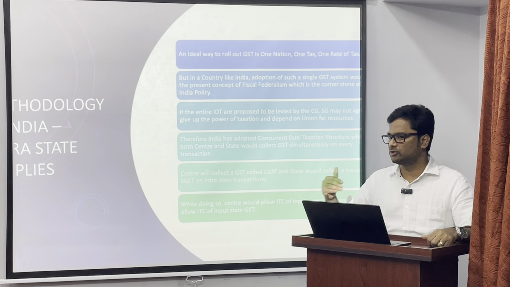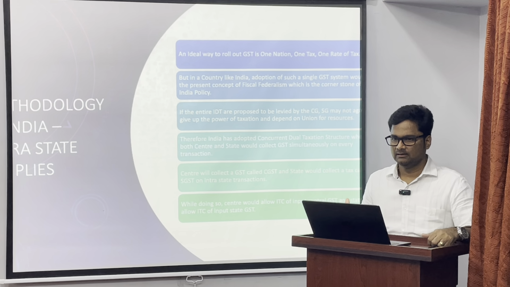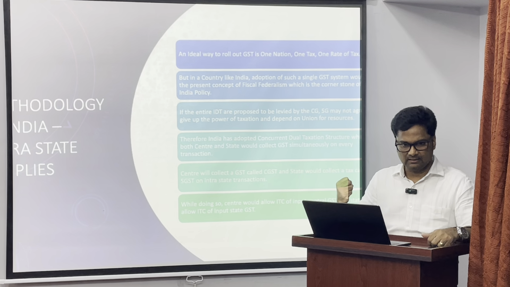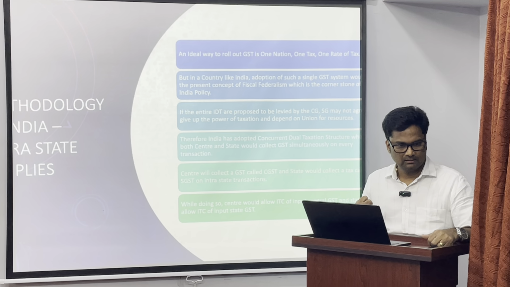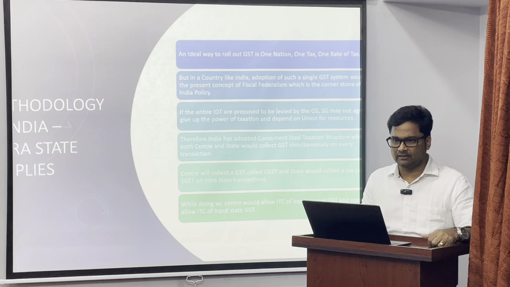For example, A sold to B, intrastate supply. Now A collects SGST and CGST from B. Now A will take credit of SGST in the SGST credit ledger, and CGST in the CGST credit ledger. And it goes on. Okay? Okay, fine. It is fine. Intrastate supply means it's good, wonderful. Now we understood how intrastate operates.